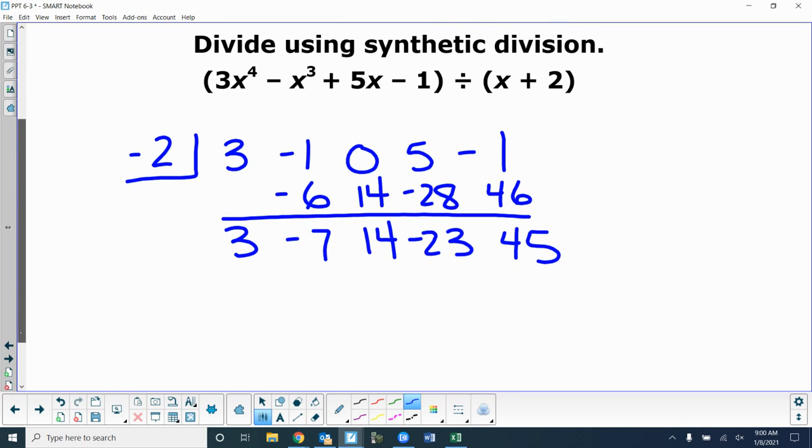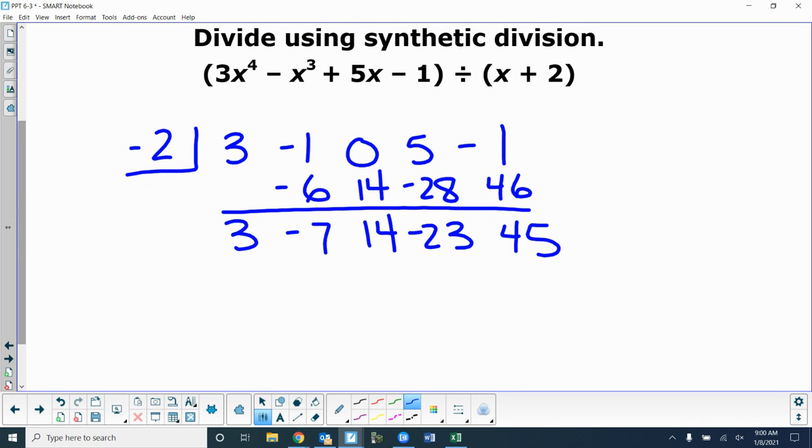Scott, what's my answer? Trent. Come on, don't get an O for your table. That's the remainder. 3 what? 3 minus 7, 14.